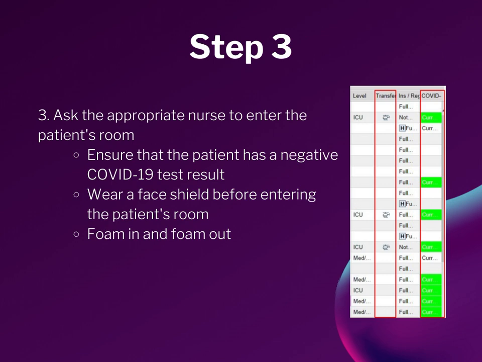Patients that don't have that are either waiting for a test result or haven't gotten one, and definitely don't enter a patient's room if they have a red positive box. So other than that, make sure you wear a face shield before entering the patient's room and foam in and foam out. This is only if the nurse says that the patient is appropriate to approach.